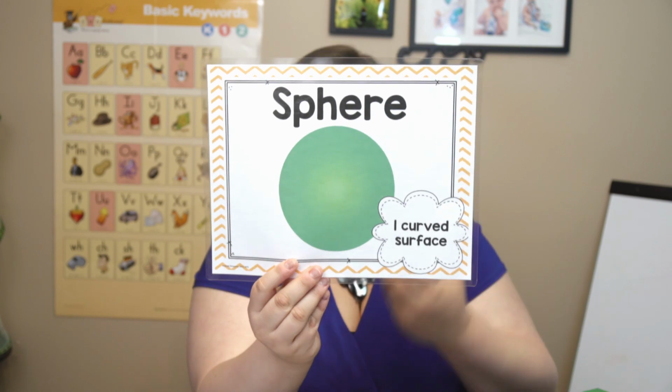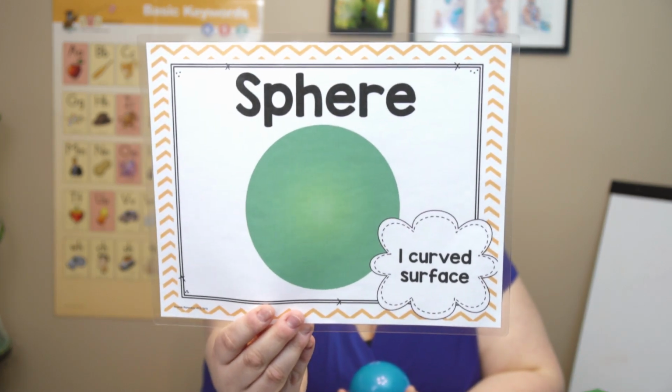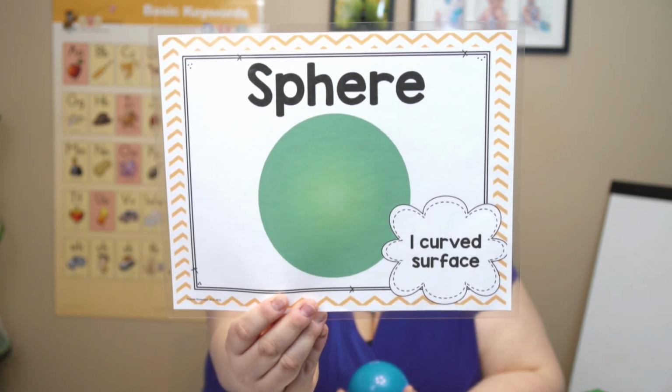It just has one curved surface. You see how it's all curving? Just one curved surface. This is a three-dimensional shape. If we squish this, what would it look like? It would look like a circle. You see? But this is not a circle.